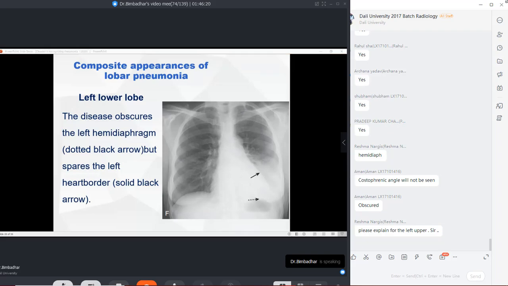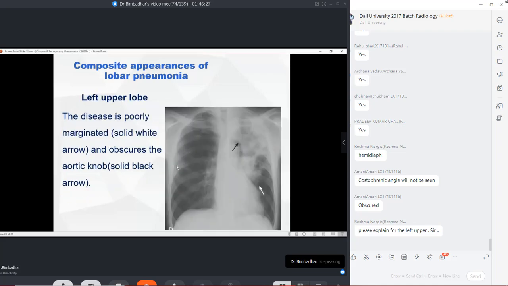Okay, so it is quite easy. It is not difficult. Left upper lobar pneumonia has only obscuration of the aortic knuckle. This is the aortic knob, and it is not extending beyond the oblique fissure. So I can see a homogeneous density that is obscuring the aortic knuckle shadow, right? And I can see some air bronchogram pattern here, and it is not extending beyond the oblique fissure. So that's the reason it is the left upper lobe. Is this clear now? Yes, Reshma, is this clear now?